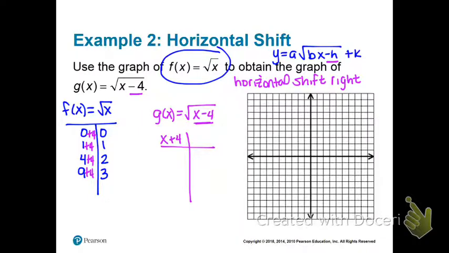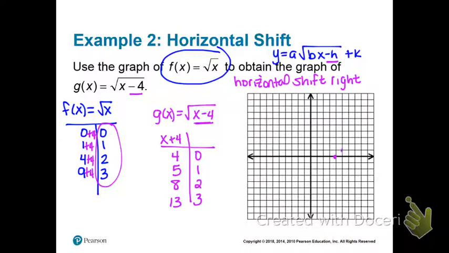And then we didn't do anything to our y's, so we're just going to bring those over. So I'm going to go ahead and do that first. Take care of the easy stuff, then add 4. So 0 plus 4, 1 plus 4, 4 plus 4, and 9 plus 4. And then we can graph those points.